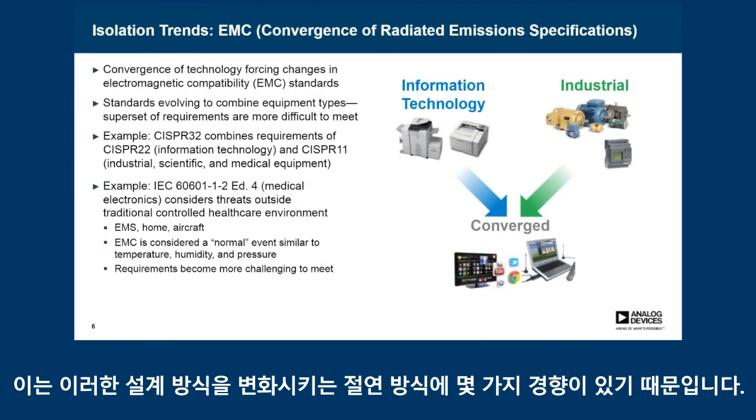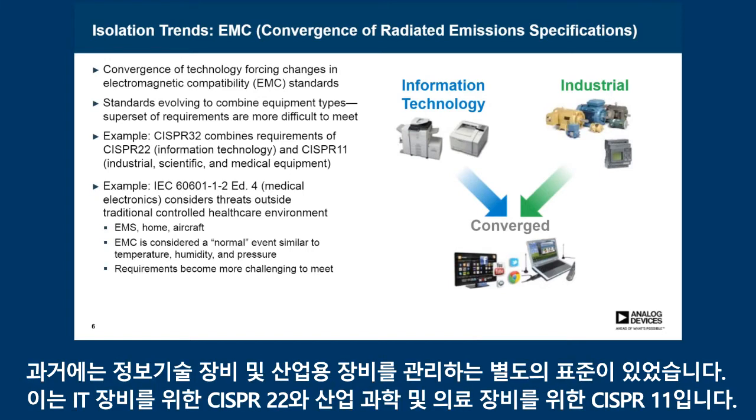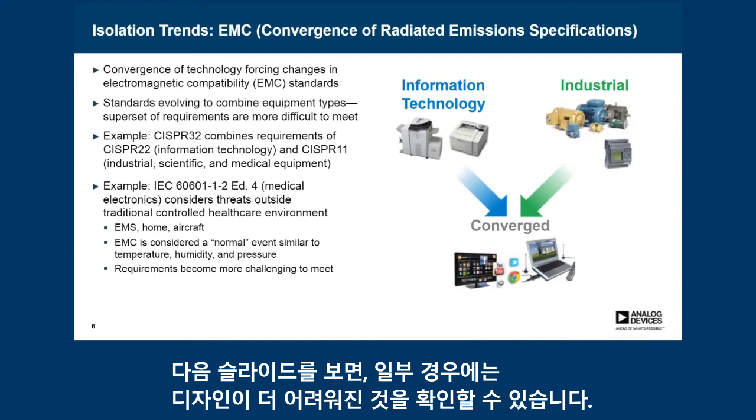Now, there are a few trends in the isolation side of things that are also changing the way that people are doing these designs. One example would be in the convergence of various electromagnetic compatibility specs, or EMC specs. The example we're showing here is the convergence of radiated emissions requirements. In the past, there were separate standards that governed information technology equipment and industrial equipment. These were CISPR 22 for IT equipment and CISPR 11 for industrial, scientific, and medical equipment. Today we have a single standard called CISPR 32, and that combines the requirements for both of those standards. And you'll see on the following slide that in some cases that makes the design a bit more difficult.